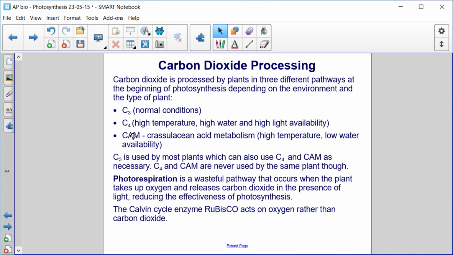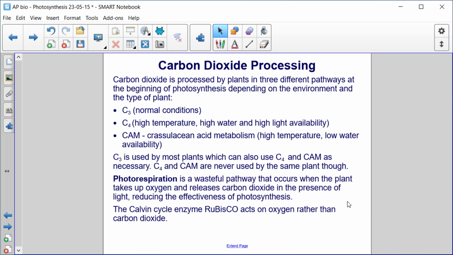And then this CAM pathway. CAM stands for crassulacean acid metabolism. Crassulaceae is a type of plant in which this pathway was first identified, and it occurs in plants that exist in high temperature, low water environments, like in the desert. C3 is used by most plants, and those plants can also use C4 when necessary, or CAM when necessary. CAM is a subset of C4, so they're never used by the same plant, okay?